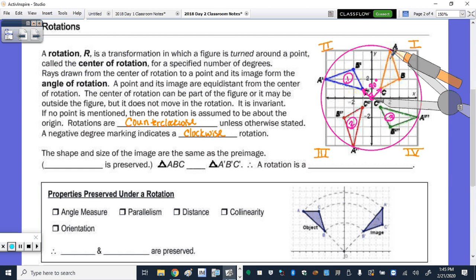Okay, the shape and size of the image are the same as the pre-image. Okay, so in a rotation, distance is preserved. So I'm going to check that, mark that. The triangles are congruent. So therefore, a rotation is a rigid motion.